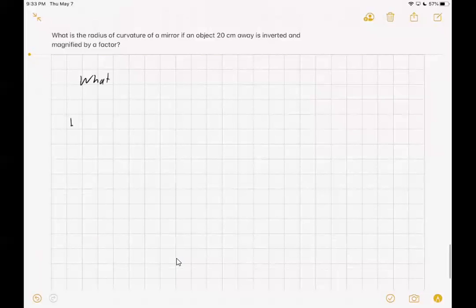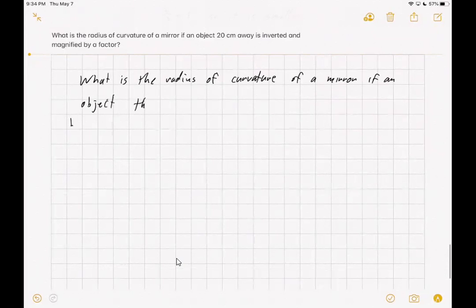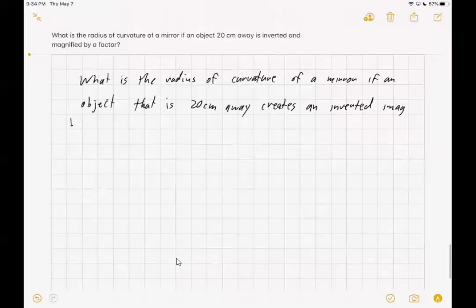I'll say, what is the radius of curvature of a mirror if an object that is 20 centimeters away creates an inverted image. That's what I left out. An inverted image that is twice as large.